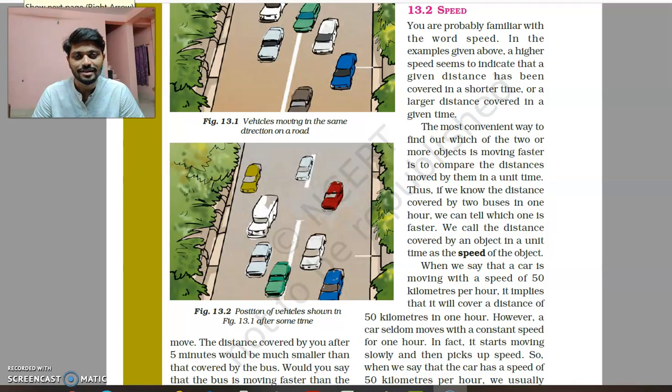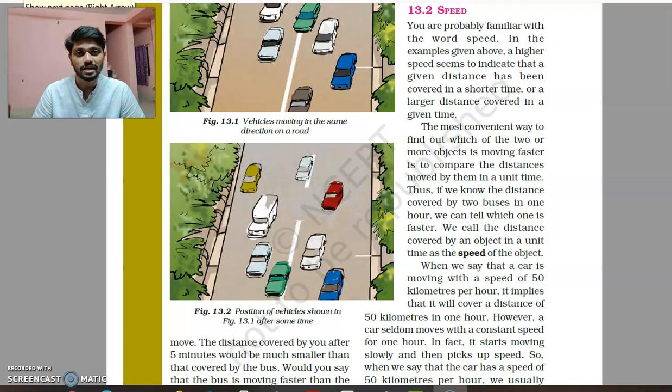But what happens if the objects are moving at different distances, are traveling at different times, are traveling in different directions? In the example we took, they were traveling in the same direction, and they either complete the same distance or take the same time. But practically that doesn't happen.